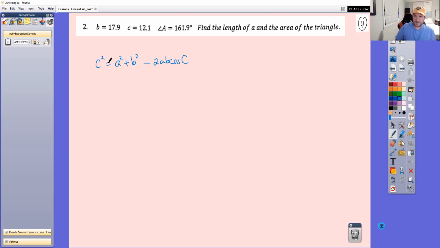And again, I don't really pay attention to these letters at all. Again, the idea is I'm trying to solve for a, and I've got angle a. So I know that if the only angle I have is angle a, then I'm plugging in the 161.9 here. And then the side opposite from this angle is a. So this is not really going to be c, it's going to be a for us. And then the other two sides are the other two sides, the 17.9 squared, 12.1 squared, minus 2 times 17.9 times 12.1. So there's our big equation.